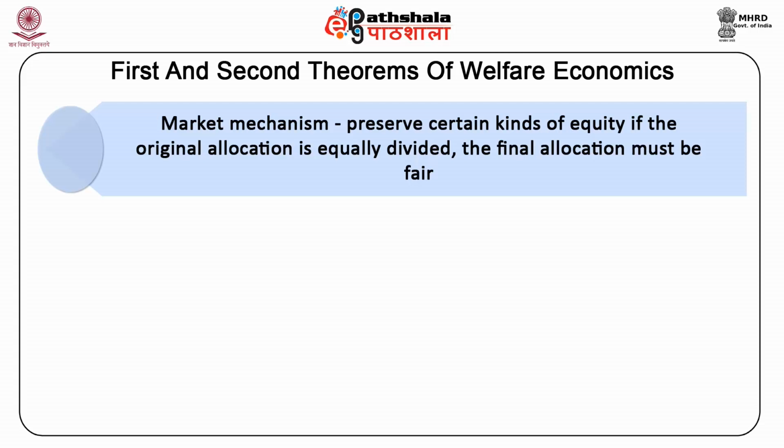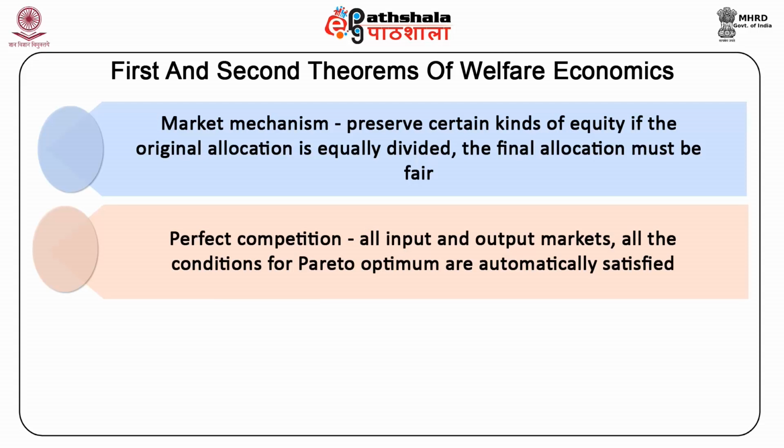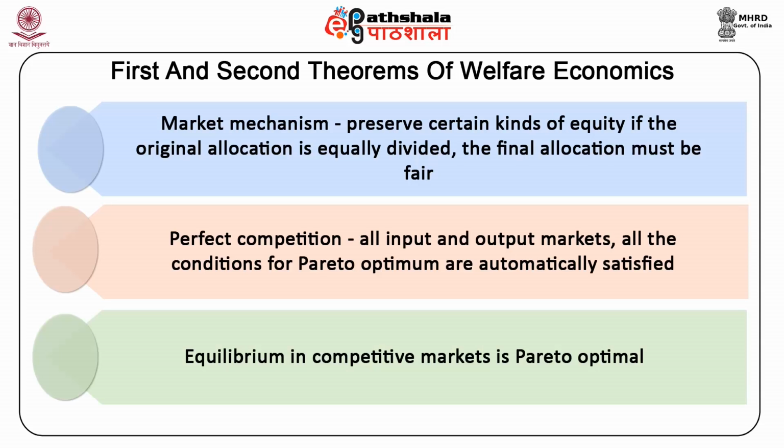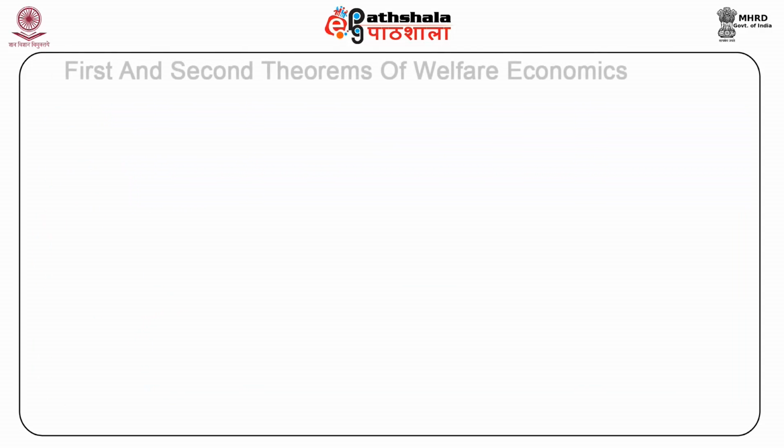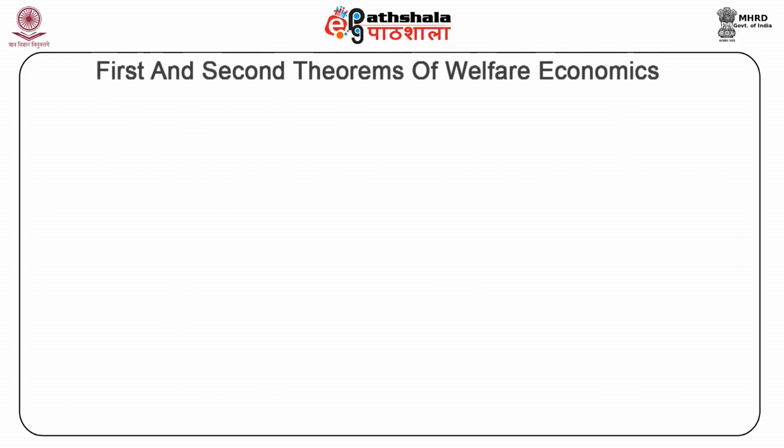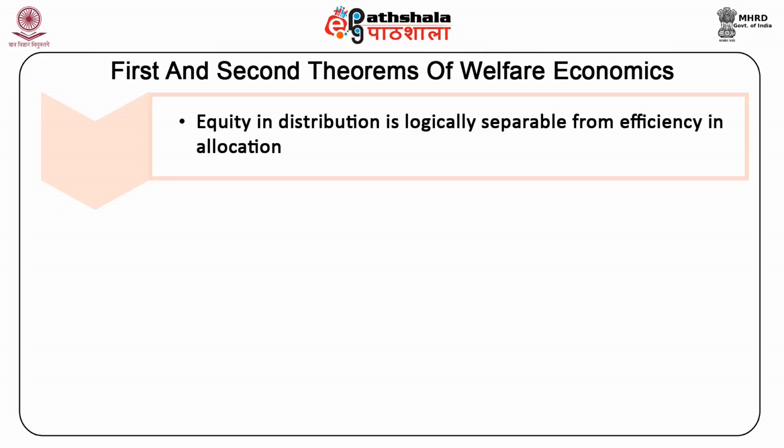We may conclude that under perfect competition in all input and output markets, all the conditions for Pareto optimum are automatically satisfied. The first theorem of welfare economics postulates that equilibrium in competitive markets is Pareto optimal. The second theorem of welfare economics postulates that equity in distribution is logically separable from efficiency in allocation.